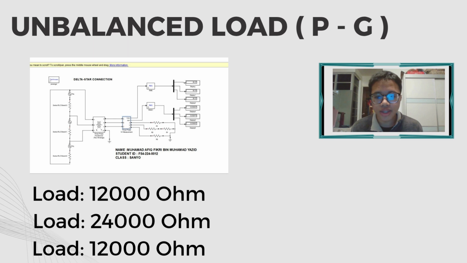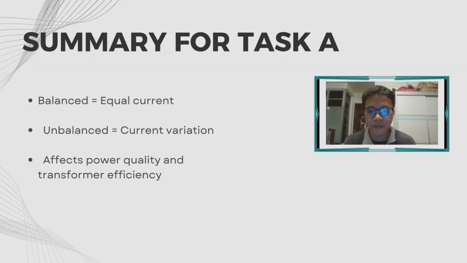Next, we simulated an unbalanced load by using different resistor values in each phase. The voltages remained steady, but the currents varied between phases. This imbalance is common in real-life applications and can cause system instability if not managed properly. From Task A, we saw how balanced loads result in uniform currents and voltages, ensuring efficient operation. In contrast, unbalanced loads lead to current variations, which are critical to monitor in real applications. Understanding this behavior helps prevent energy loss and maintain system stability.